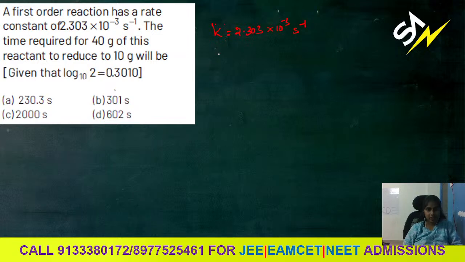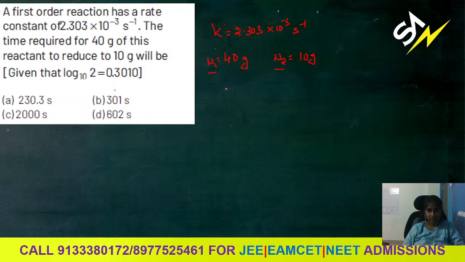The time required for 40 grams of the reactant to reduce, so here the weight is given, weight 40 grams, this is the initial weight, right? This is the final weight, reduced to 10 grams will be, what is given? Log 10 to the base 2 as 2.303.